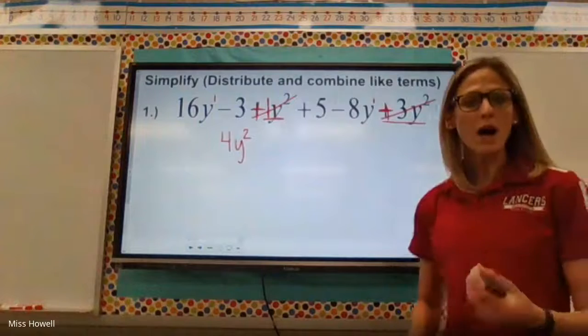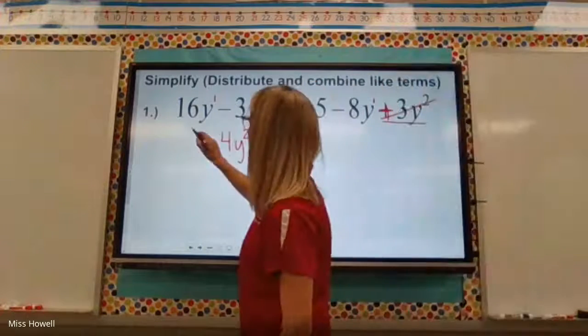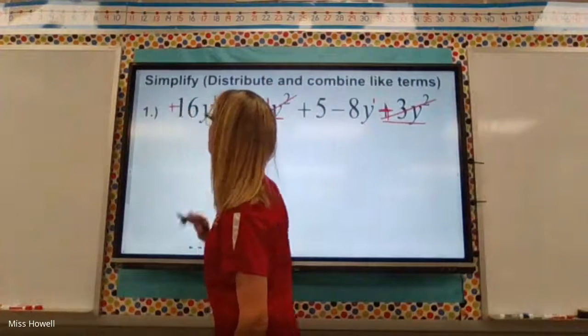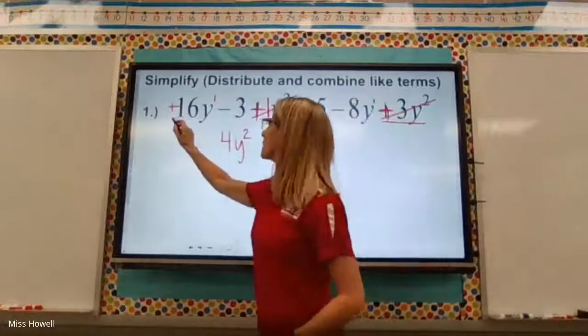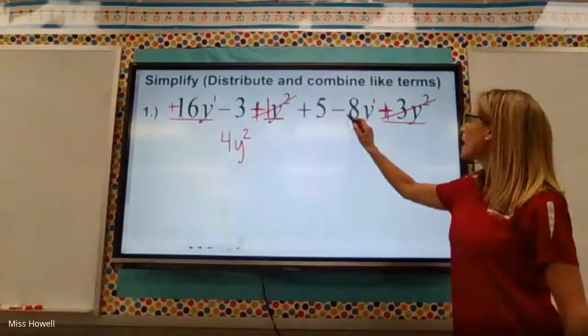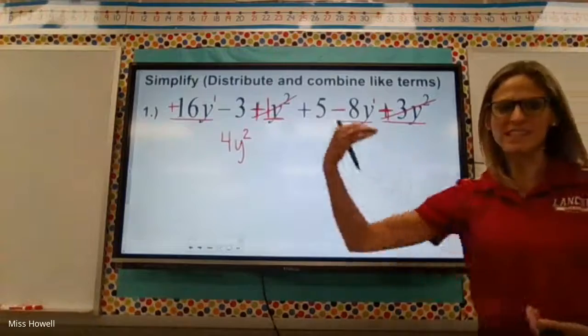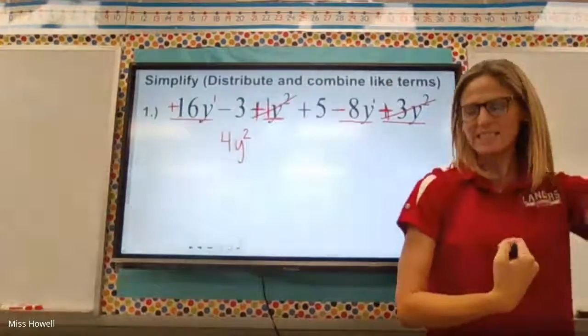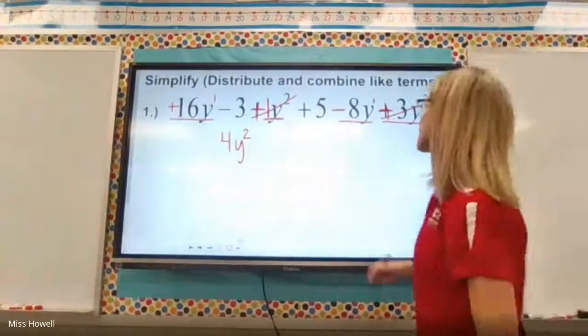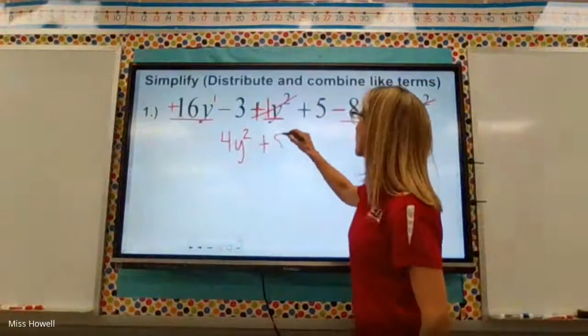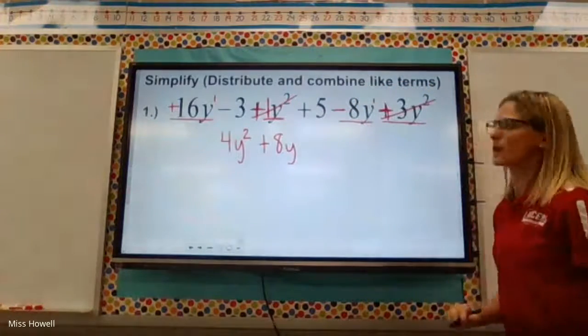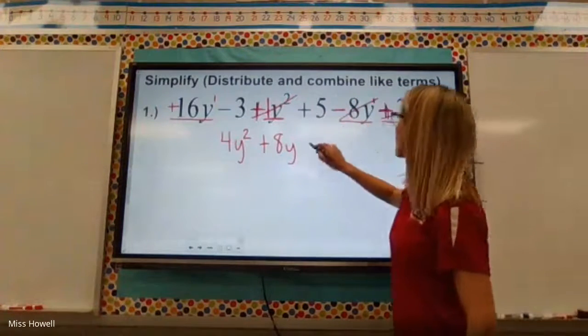Let's go to our y's to the first. There's no sign here, so that's a positive, or plus, 16y to the first, and then minus an 8y to the first. So those can go together. We have 16 minus 8 to get how many y's to the first. In this case, we would have 8y, or 8y to the first power. Those are done.